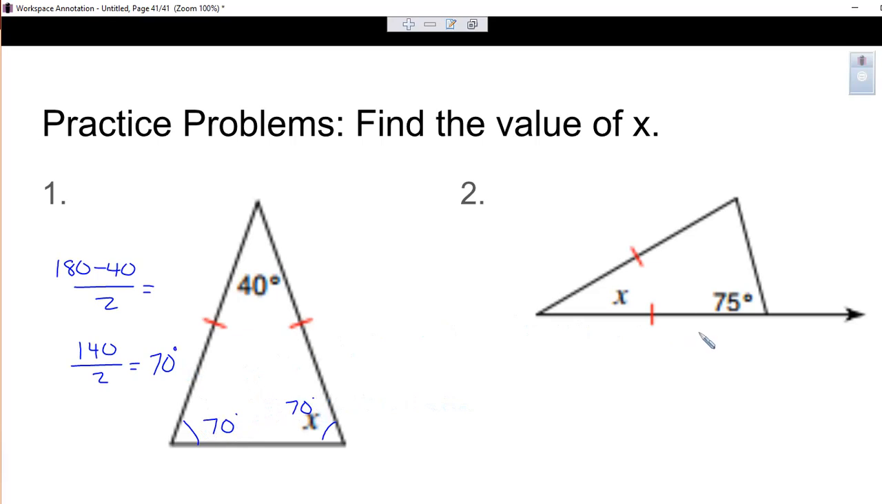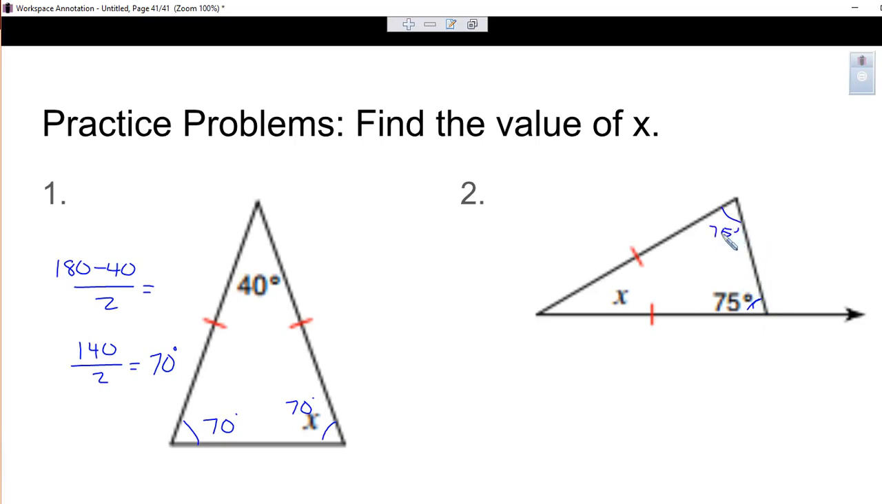So let's look at angle 2 now. In problem number 2, they give us a base angle. We're looking for the vertex angle, and they give us a base angle. We can determine that because these are our two congruent sides. This is the angle that's in between them, so that has to be the vertex. Therefore, these have to be the congruent base angles. So if they're congruent, that means that they're both equal to 75 degrees.